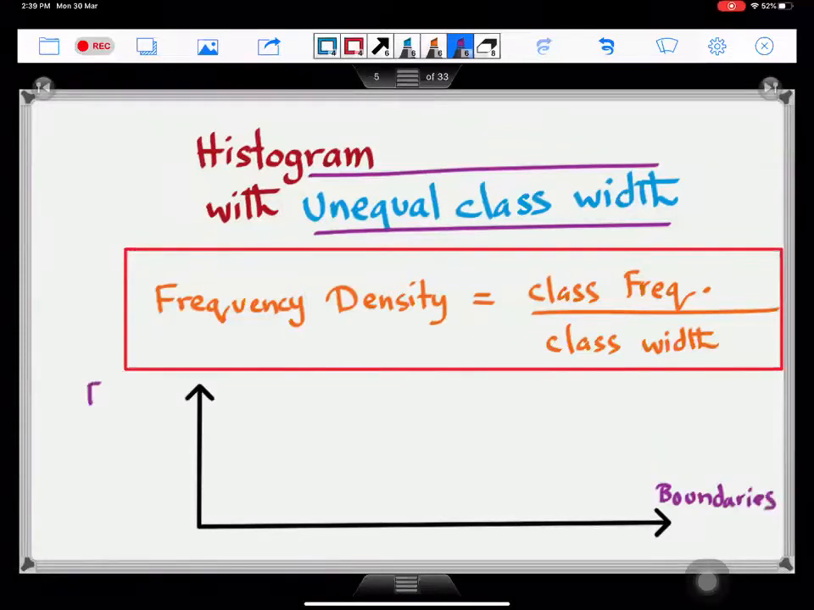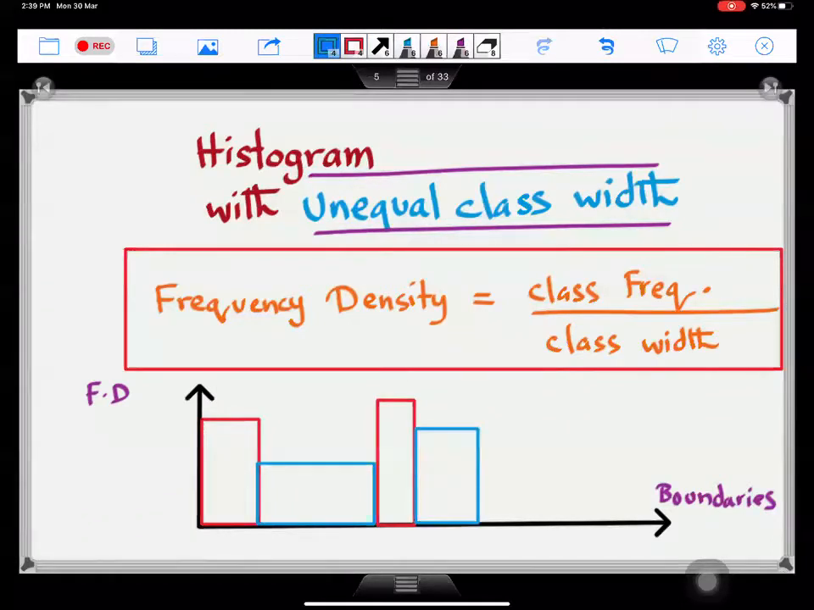And your vertical axis will be frequency density. The class widths will be unequal. One could be like this, the other one could be like this, the third one could be thinner, the fourth one could be the original size, and so on. So this could be something like, let me label it. This is 0, this is 10, this is 30, this is 35, this is 45, and so on. So now the graph would look like this.